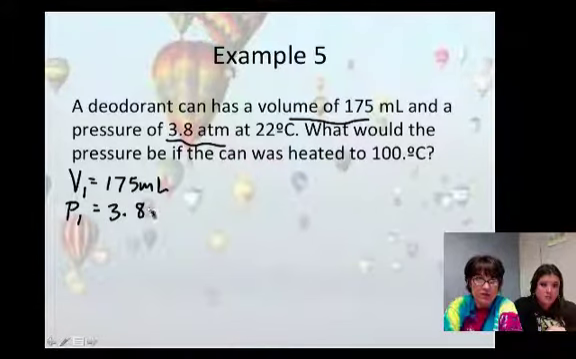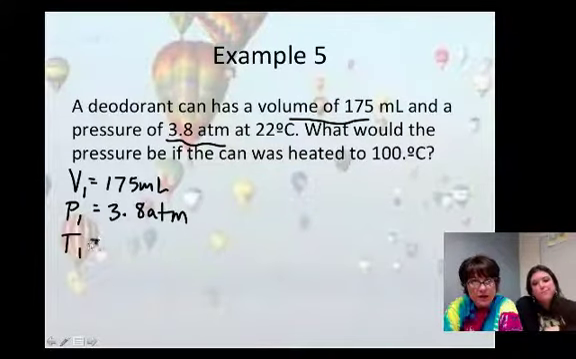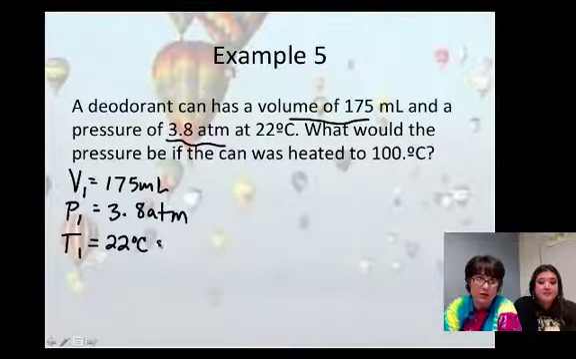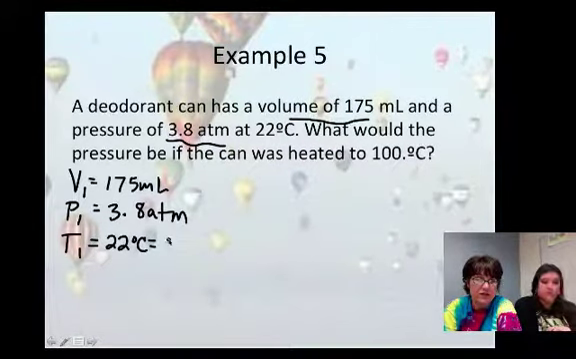3.8 atmospheres. So it's pressurized. That's how it will come out when you push the little button. And then the temperature that's associated with that pressure and volume is 22 degrees Celsius. So normal room temperature, like if it's sitting on your bathroom shelf, right? So add 273 and we get 295.